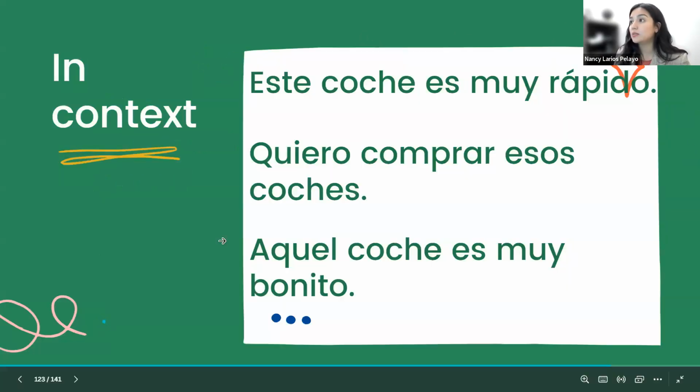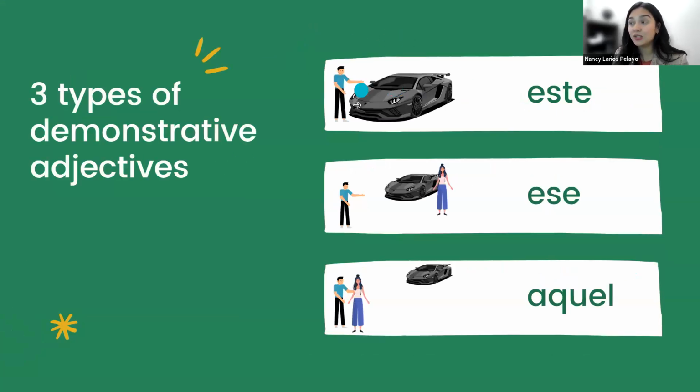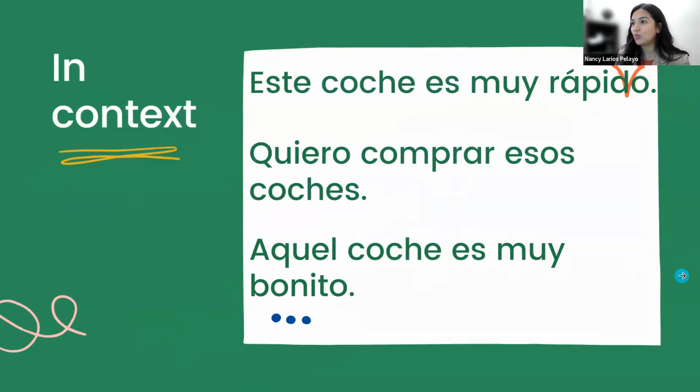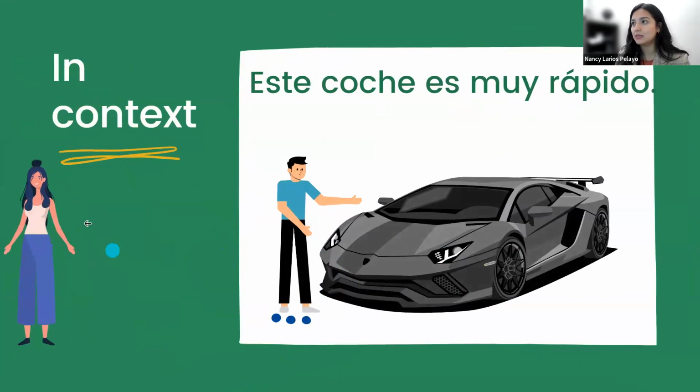And so, en contexto, este coche es muy rápido. Quiero comprar esos coches. Aquel coche es muy bonito. Este coche es muy rápido. Ese coche es muy bonito. Aquel coche, ¿sí? Aquel coche. And so, what differences do you notice in these sentences?